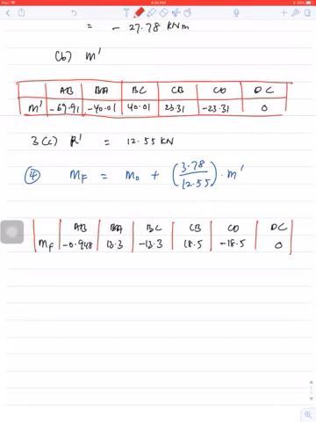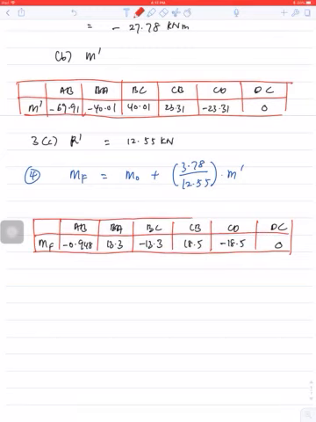So we have already gotten the end moments for the side sway frame in example 12.7. So these are all the end moment values, and from these moments we can actually draw the shear force diagram and bending moment diagram as the end of analysis.